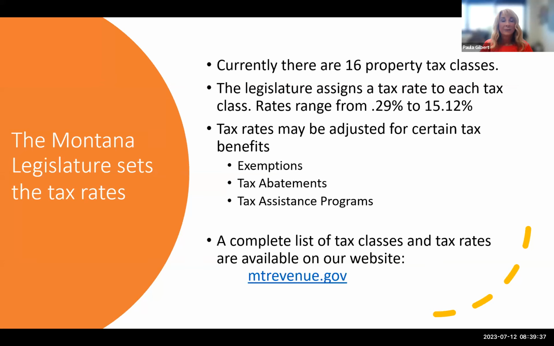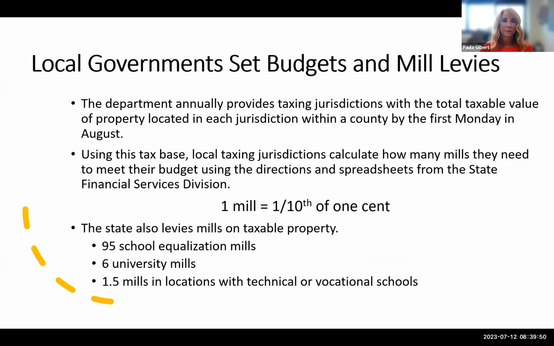These tax rates can be adjusted if you qualify for things such as an exemption, property tax assistance programs, or if you've been granted an abatement from the county commissioners. Your local taxing jurisdictions calculate the mill levies they need to meet their budget based on the taxable value that we supply them, with certain limitations that we'll go over in the next slide.